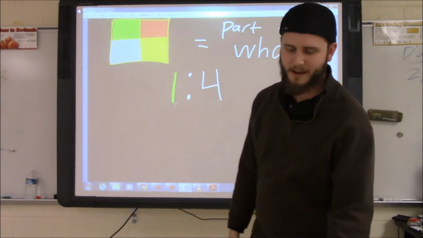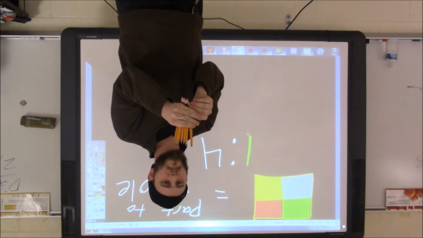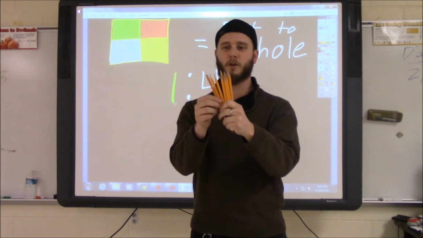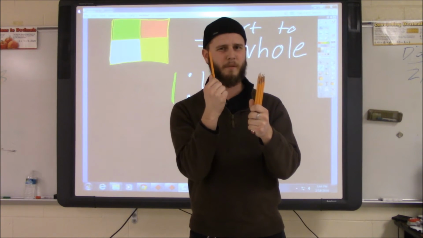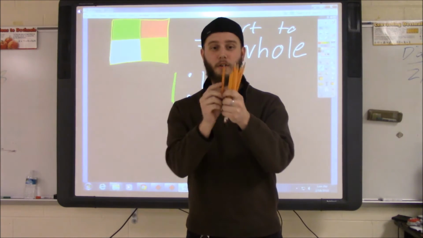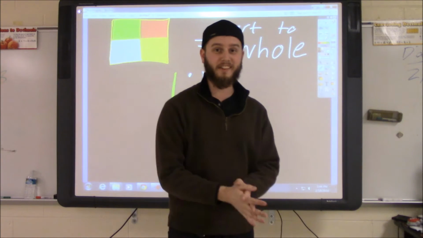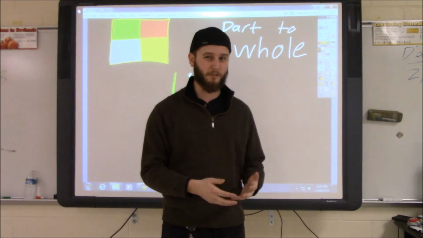Another example could be that for every, what am I saying? Out of a complete set of 10 pencils, 1 is not sharpened. I'm just comparing the whole of 10 pencils to the one that's not sharpened. So that's it, right? That's all you really need to know about ratios?